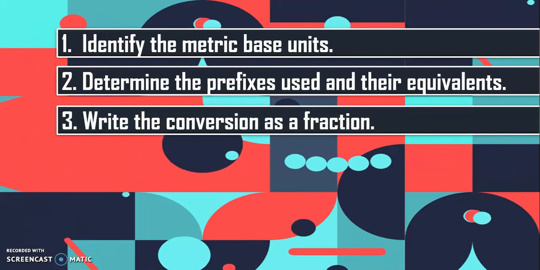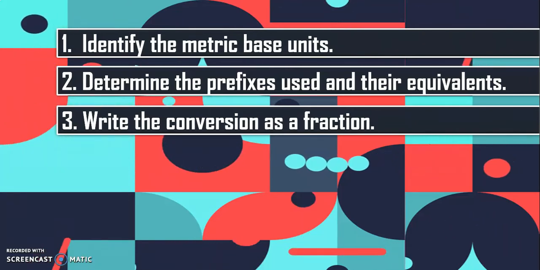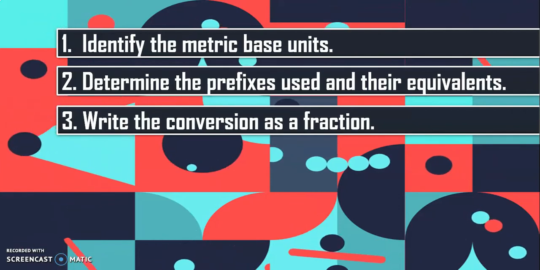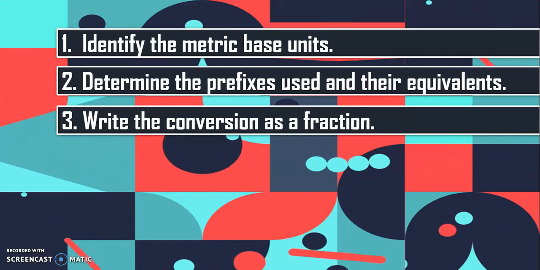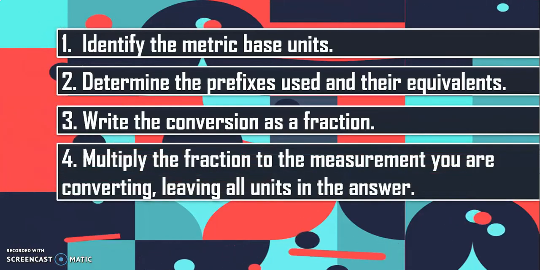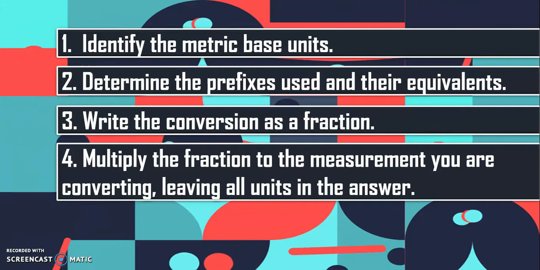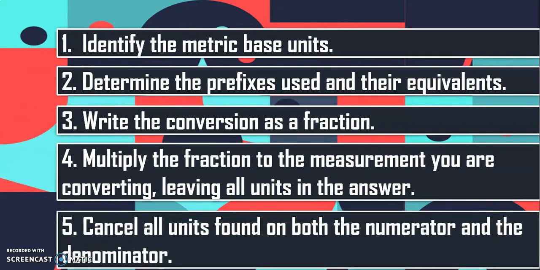Third, write the conversion as a fraction. A fraction is composed of two parts, the upper number or the numerator, and the lower number or the denominator. The positions of the two units involved in the conversion shall be based on the unit of the given measurement. Fourth, multiply the fraction to the measurement you are converting, leaving all units in the answer. And lastly, cancel all units found on both the numerator and the denominator. Make sure that the only unit left is the same as the desired unit in the problem.